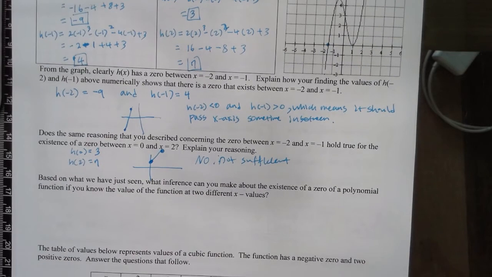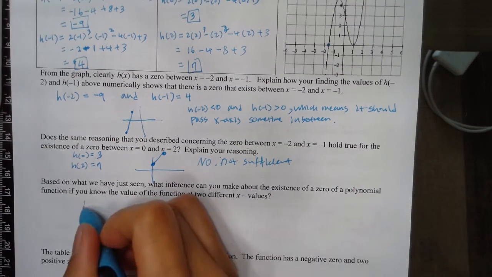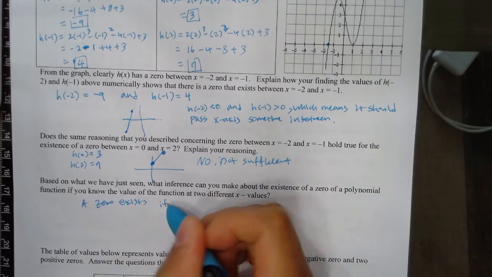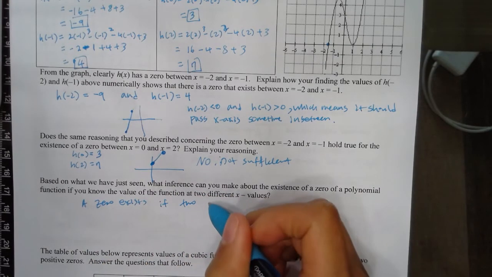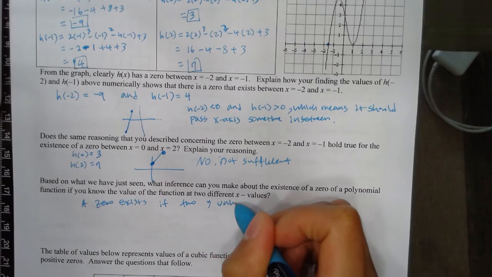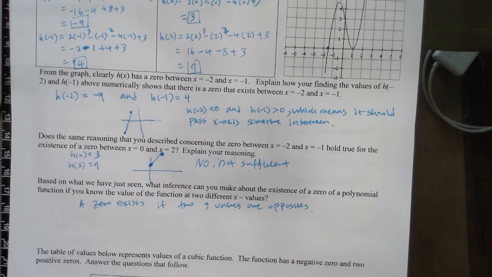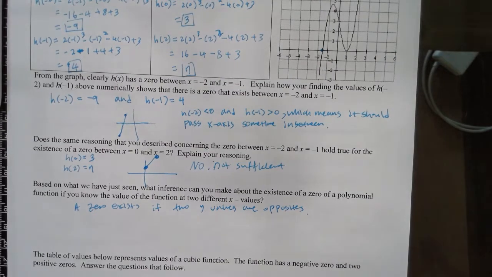Alright, based on what we have seen, what inference can you make about the existence of a 0 of a polynomial function if you know the value of the function at two different x values? A 0 exists if the two y values are opposites. So going from positive to negative or negative to positive, like what we saw over here.